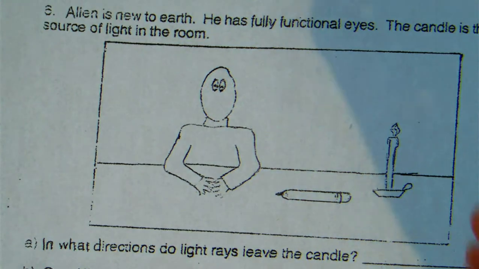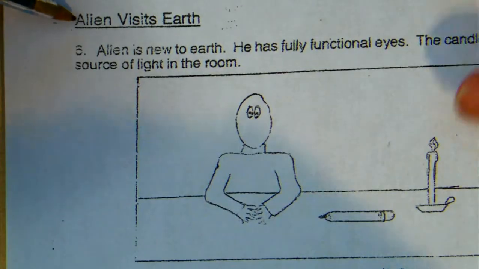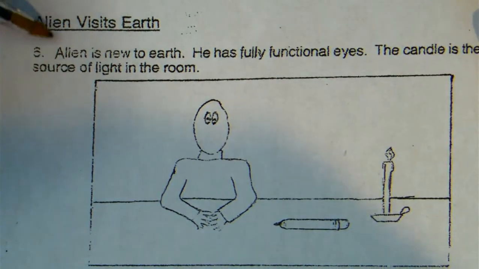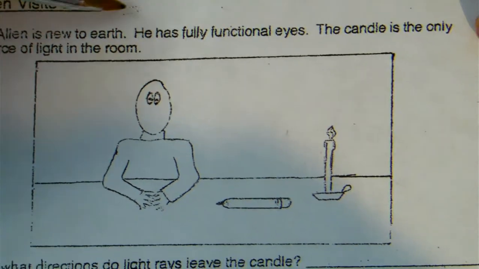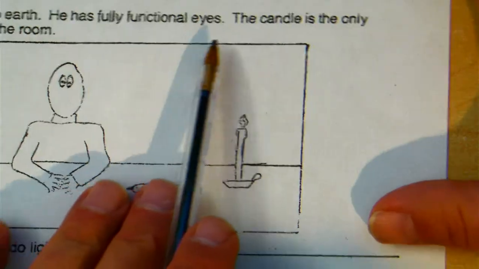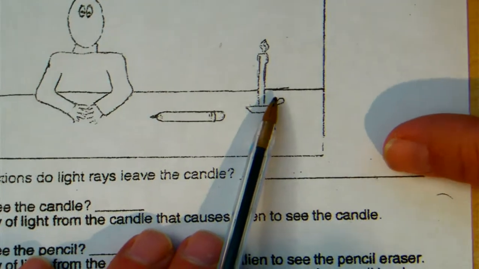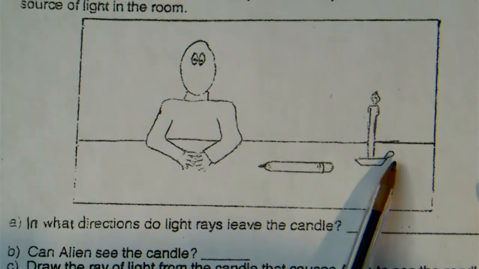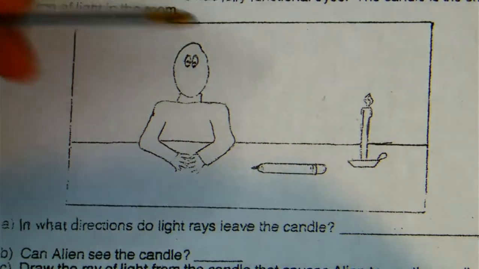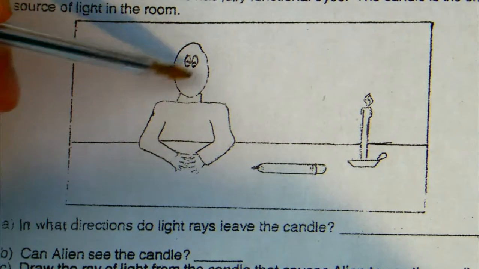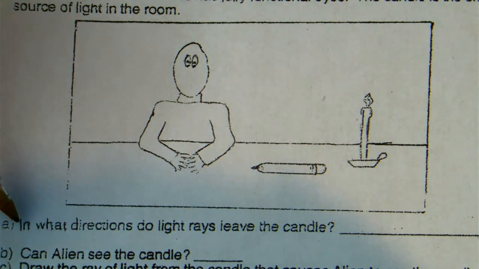Alien visits Earth. Alien is new to Earth. He has fully functional eyes. The candle is the only source of light in the room. Candle, pencil, alien. Part A. In what directions do light rays leave the candle?